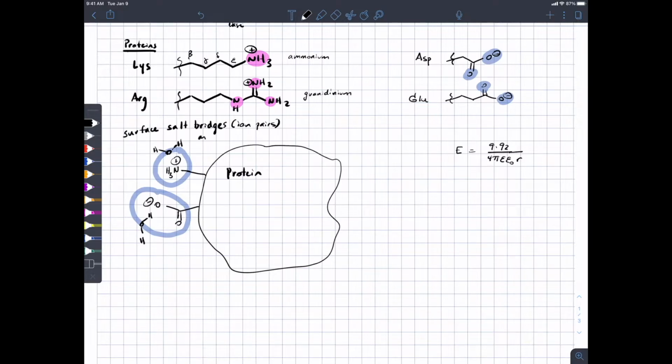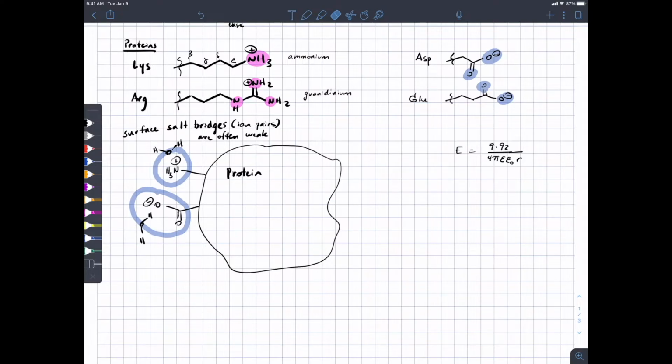Surface salt bridges are often quite weak because they're not any more favorable than just having the individual ions surrounded by water. However, there is evidence that inside a protein, salt bridges can be quite strong.